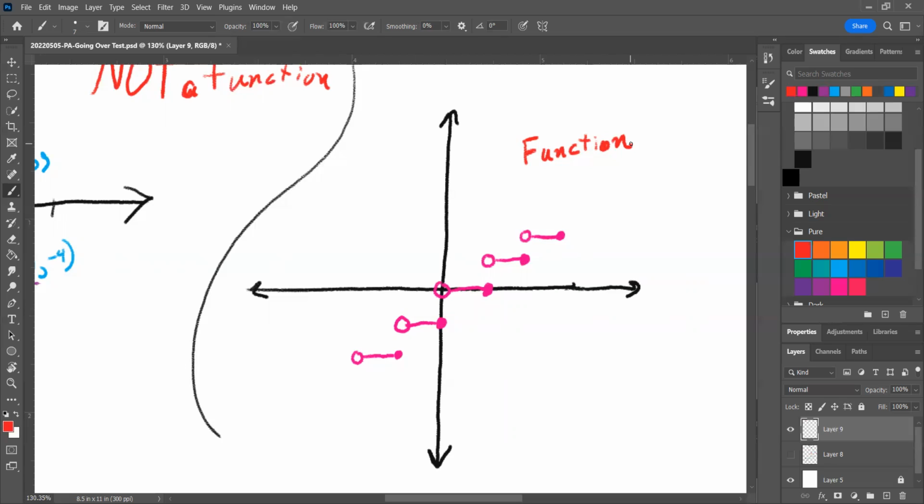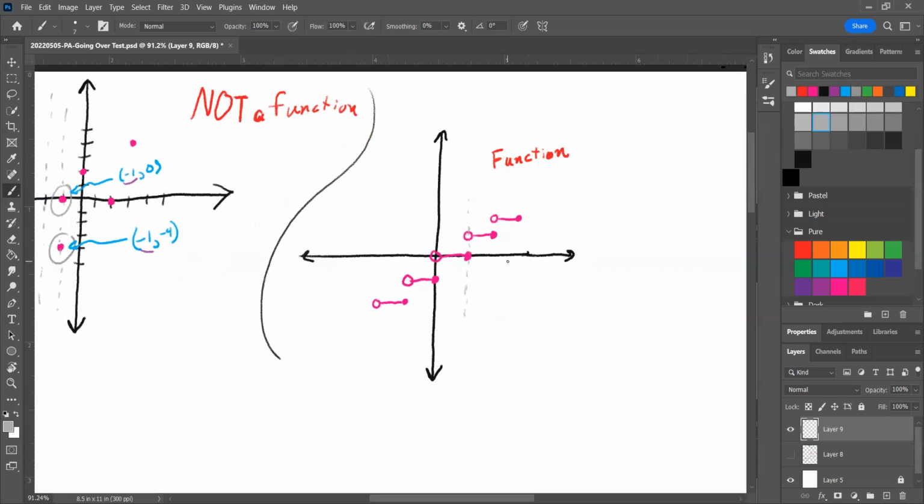So this one passes the vertical line test because even though there's something there, there's nothing there, because an open circle means there is no point there. So what's up? On this part of the piecewise function, it doesn't exist there. So why didn't we just not put the circle in there? Because it's not clear that it doesn't include that point.